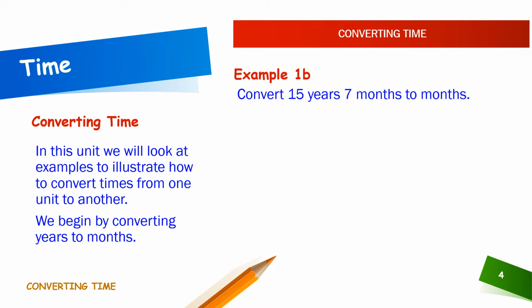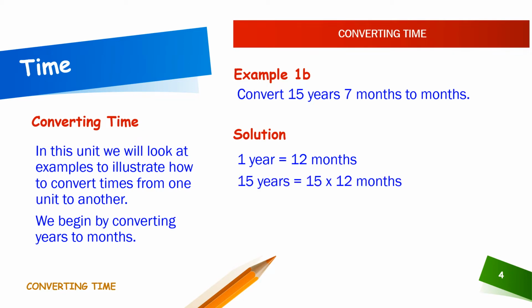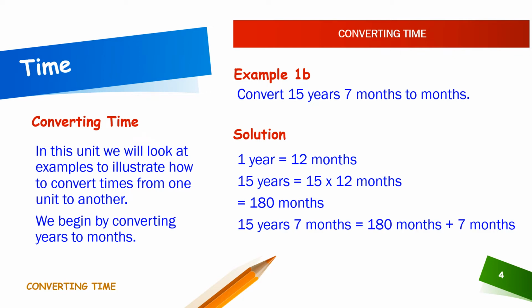And now for the next example. Pause the video and have a go. Press play when you're ready to view the solution. We are required to convert 15 years and 7 months to months. So let's solve this. Again, 1 year equals 12 months. Therefore, 15 years equals 15 times 12 months, which is equal to 180 months. Therefore, 15 years and 7 months equals 180 months plus 7 months, which equals 187 months.